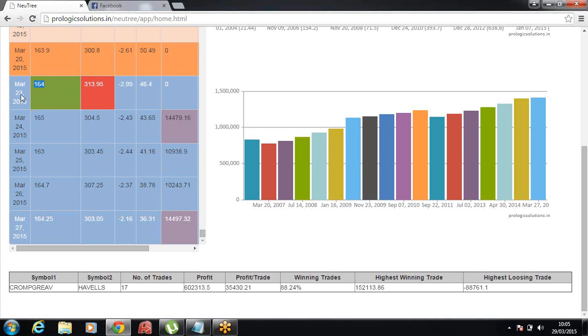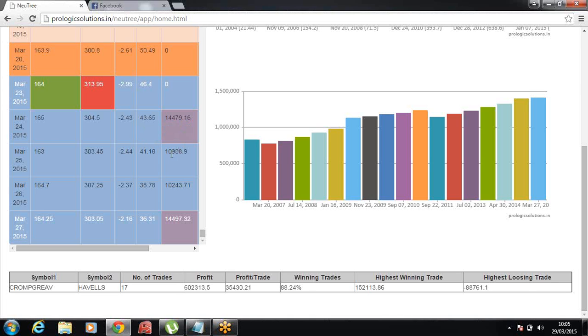So what happened? We entered on March 23rd. We went long on Crompton and we short Havells, and your z-score is 2.9, 46% correlation, and the next day your z-score fell to 2.43 and you made a profit of around 14,000 rupees. Now when you are having risky trades like this, if you are entering, you should be very happy with this kind of a profit. So it's overnight profit. So what is it that you are investing here?